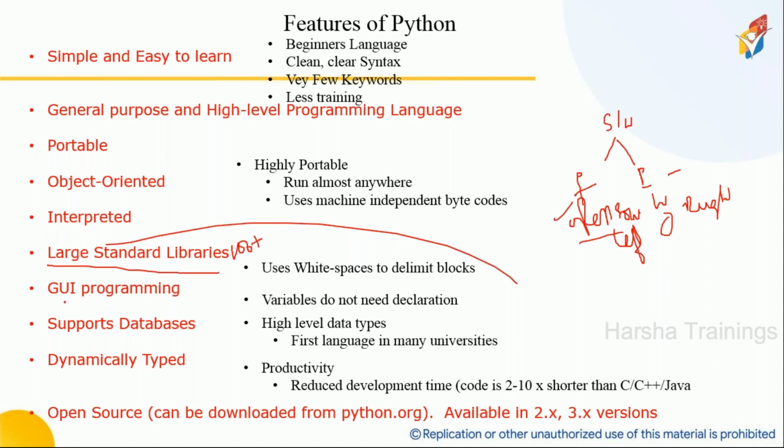Now Python has graphical user interface programming with a module called TCL/TK, like how Swing, AWT, and applets work. Like this, I can create graphical user interface programs.